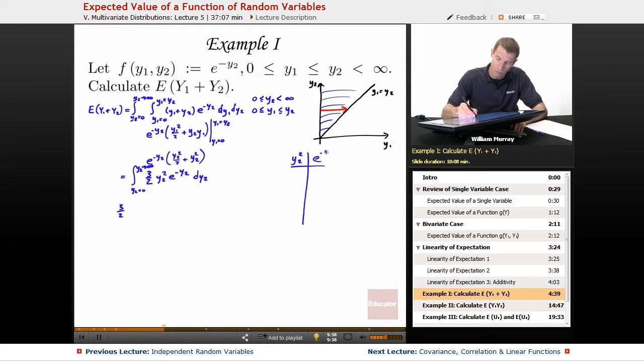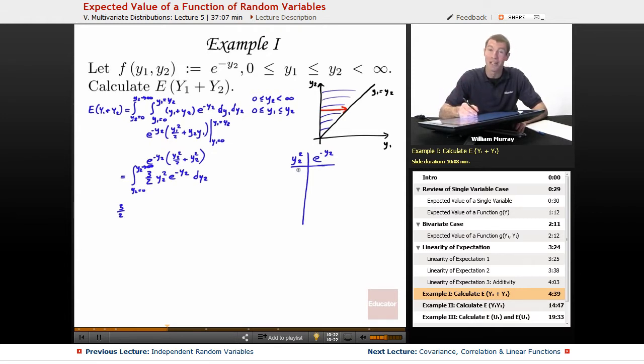and e to the negative y2. Now this is kind of my little shorthand trick for doing integration by parts. If you don't know this trick, or if you are rusty on integration by parts, we've got some lectures. It's in the Level 2 College Calculus section here on Educator.com. So there's a whole lecture on integration by parts. You can just check it out and get all caught up to speed.